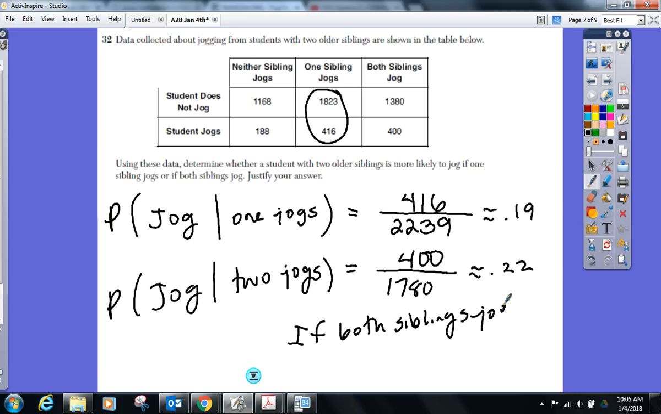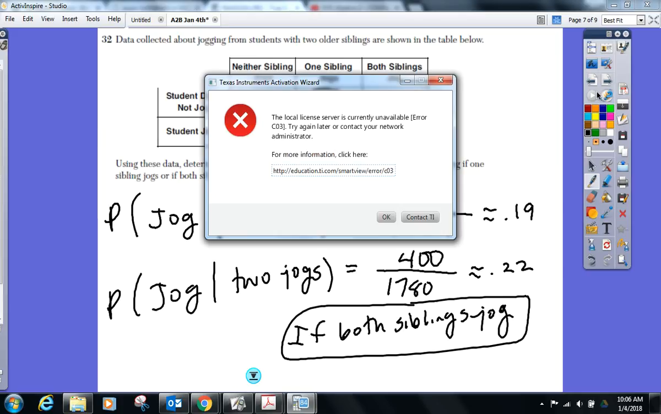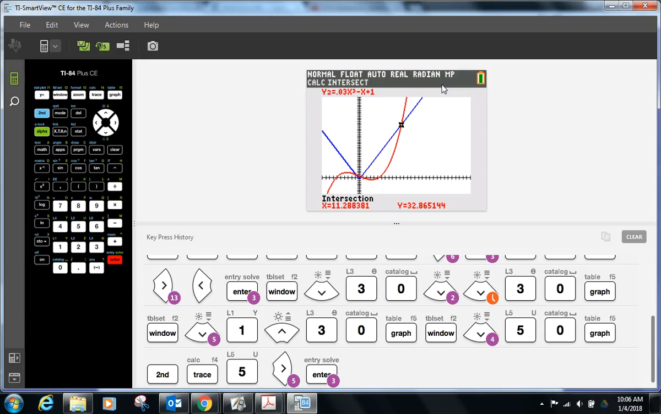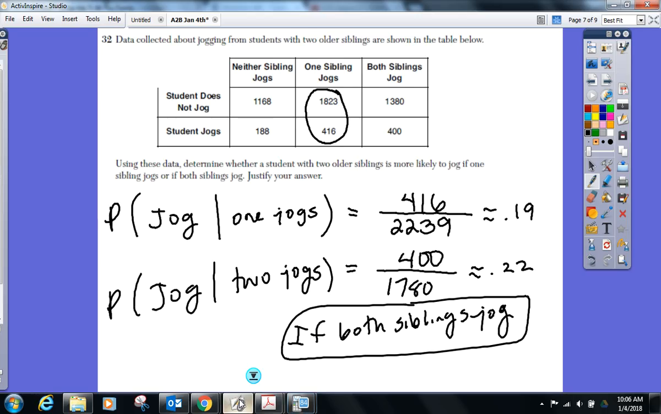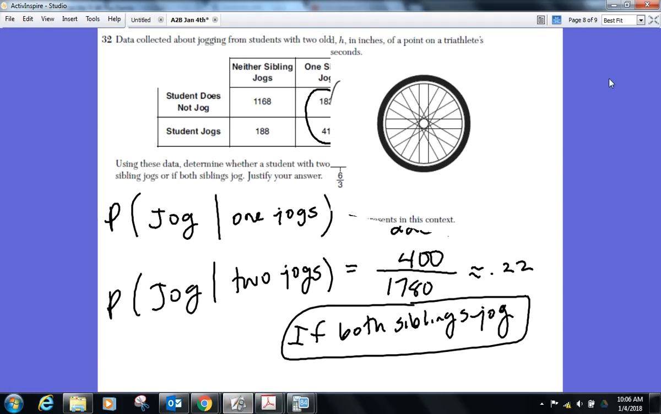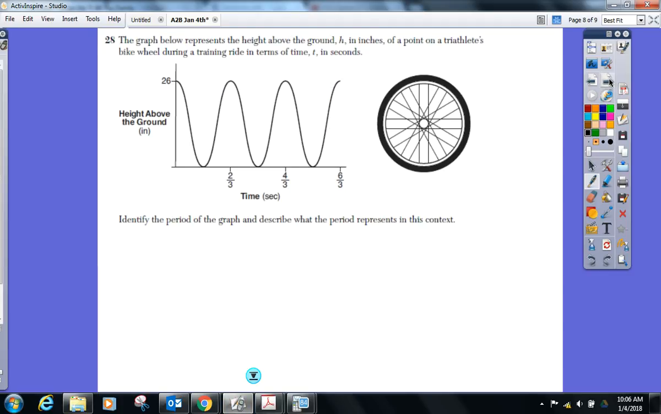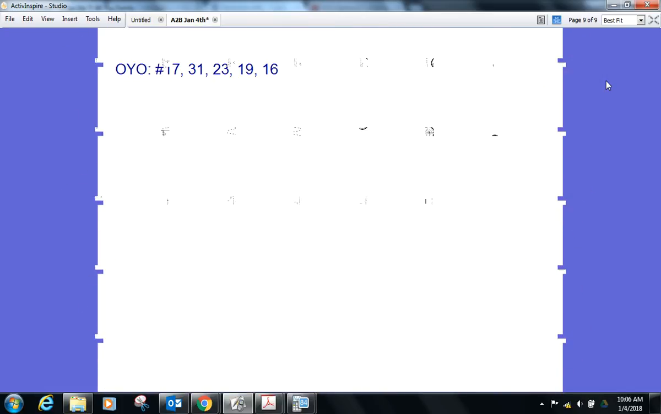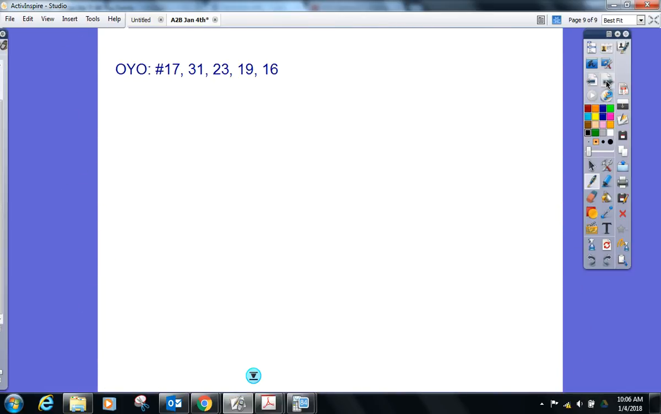Okay, here's what I'm going to ask from you for tomorrow. We are going to review these before you take the test. Number 28. And those 5 problems. I don't think it's that bad. 28 and those 5 problems.